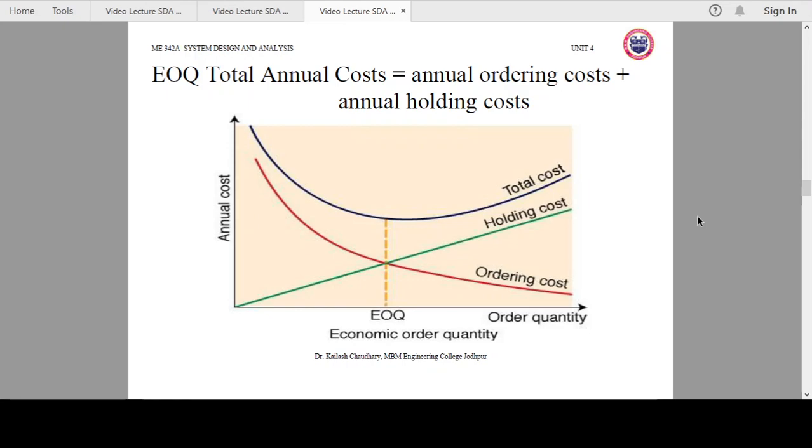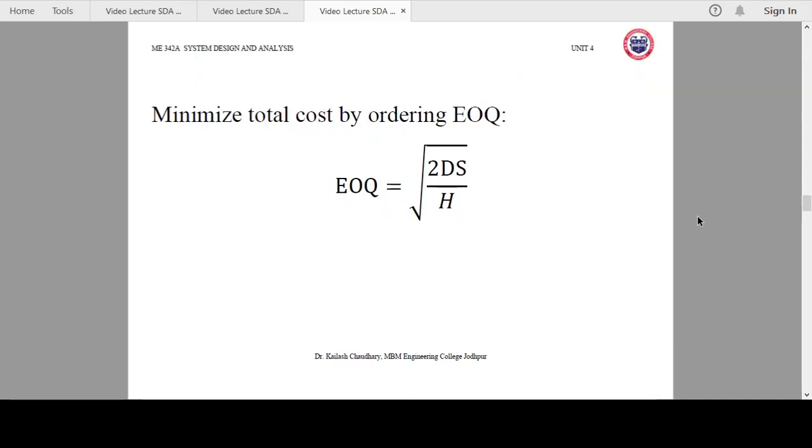So now total cost is the sum of holding cost and ordering cost, and you can see from the diagram there is a particular quantity, EOQ, the quantity for which you will get the lowest total cost. So you always try to get this EOQ, the quantity you need to order, so that you get the minimum cost for your buying products. So you'll see how it works.